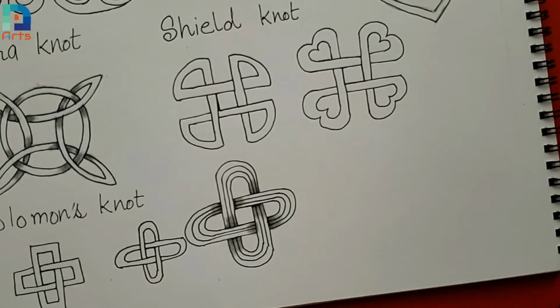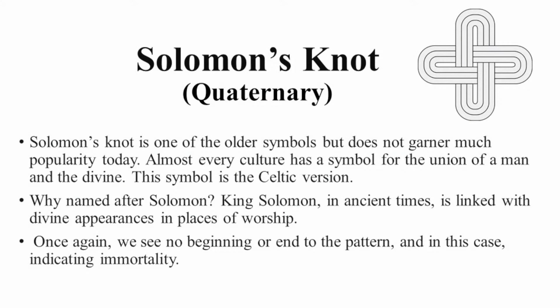And if you see this one here on the screen, this is again a quaternary symbol, and this symbol is for the union of man and the divine. It is named after King Solomon, and this is a very common and very easy pattern. It has no beginning and no end, so it indicates immortality. That is the Solomon's knot in the Celtic knot variations.